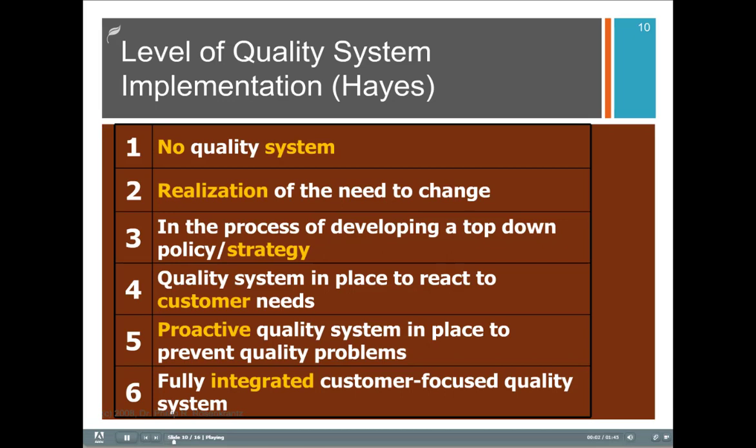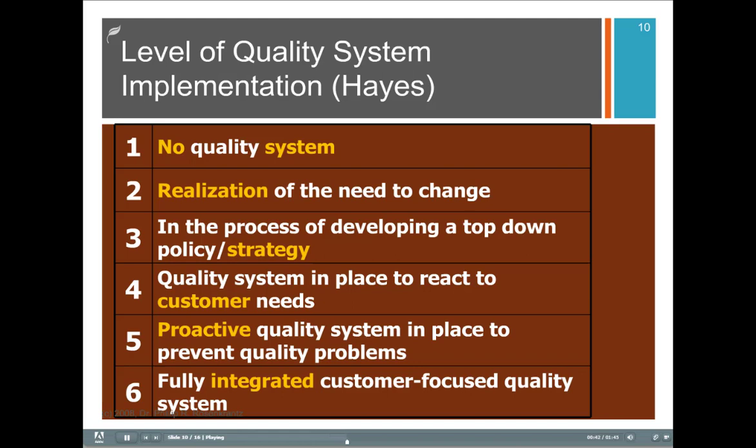So let's take a look at the 6 levels of quality system implementation. The first level is having no quality system at all. The second level isn't much better. It's the realization of the need to change. But at least at this point, executives have decided that they need to do something if they're going to implement their quality systems. The third level is the strategy phase, where they begin to develop a top-down approach on how they're going to implement quality systems and begin to put things into place.